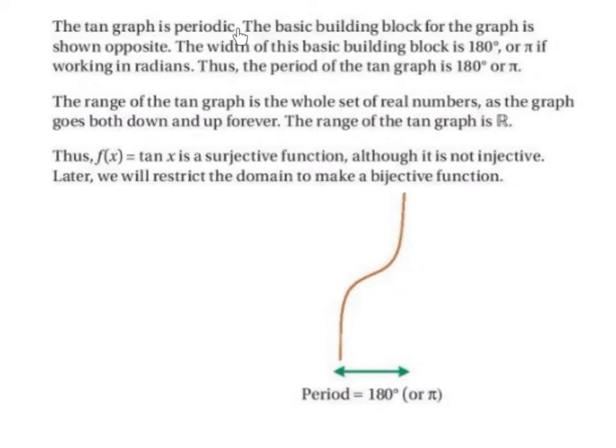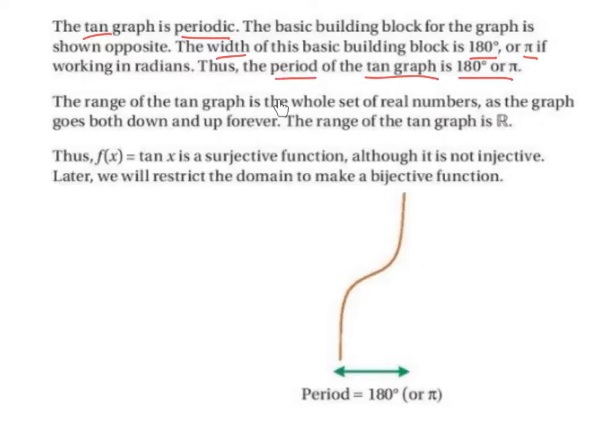The tan graph is periodic. The basic building block for the graph is shown below. So here we have one period of the tan graph, one basic building block, which just gets repeated again and again. The period for this is 180 degrees, or pi. The width of this basic building block is 180 degrees, or pi, if working in radians. Thus, the period of the tan graph is 180 degrees, or pi.